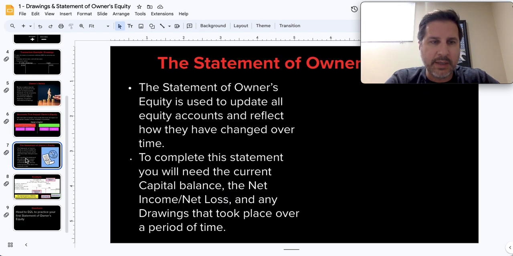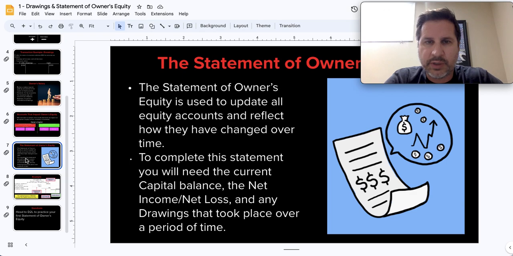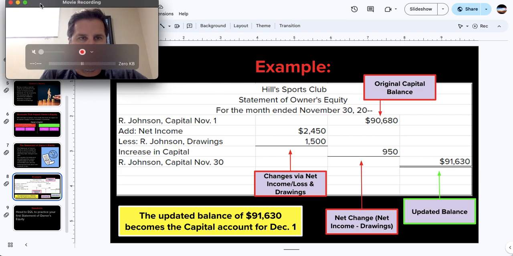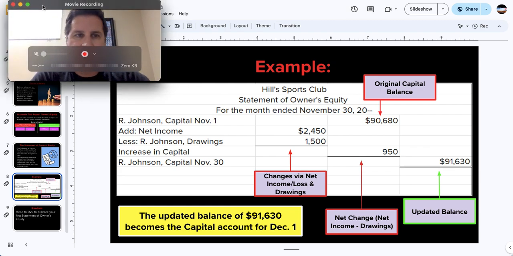Okay, so a statement of owner's equity is a place where we show how the owner's investment in the business has changed over the course of time. What impacts that is our revenues, our expenses, and any drawings or investments that the owner has made. So let's take a look at one here. This is what a statement of owner's equity looks like, and there will be an example in D2L as well. At the top we have our who, what, and when. In this case, Hills Sports Company. It is a statement of owner's equity, and like the income statement, it's for a period of time. So you'll see for the month ended November 30th, 20 dash dash.